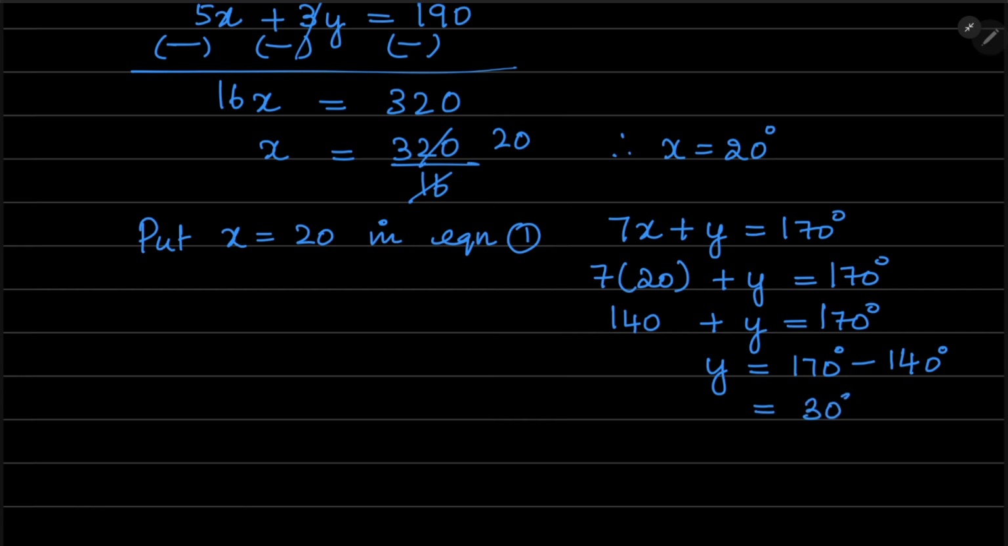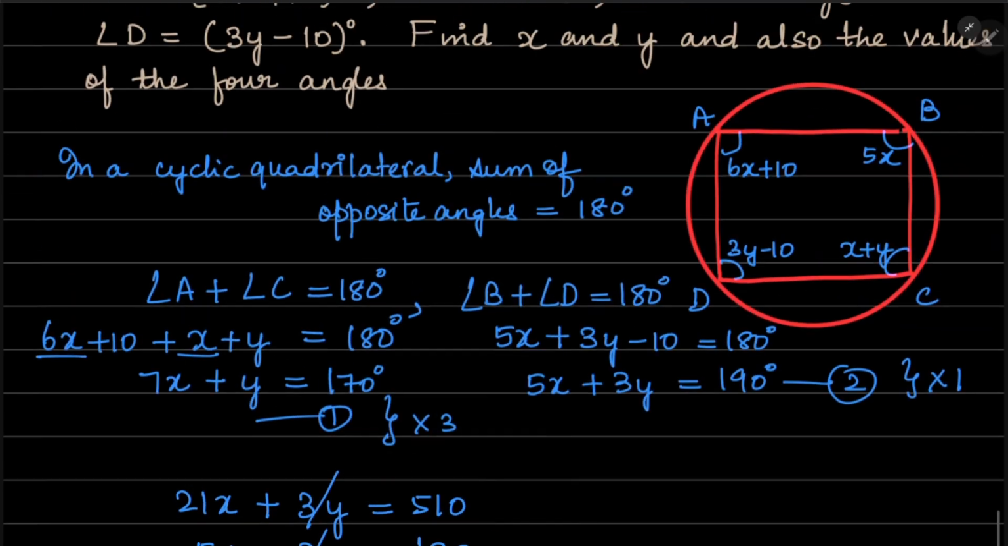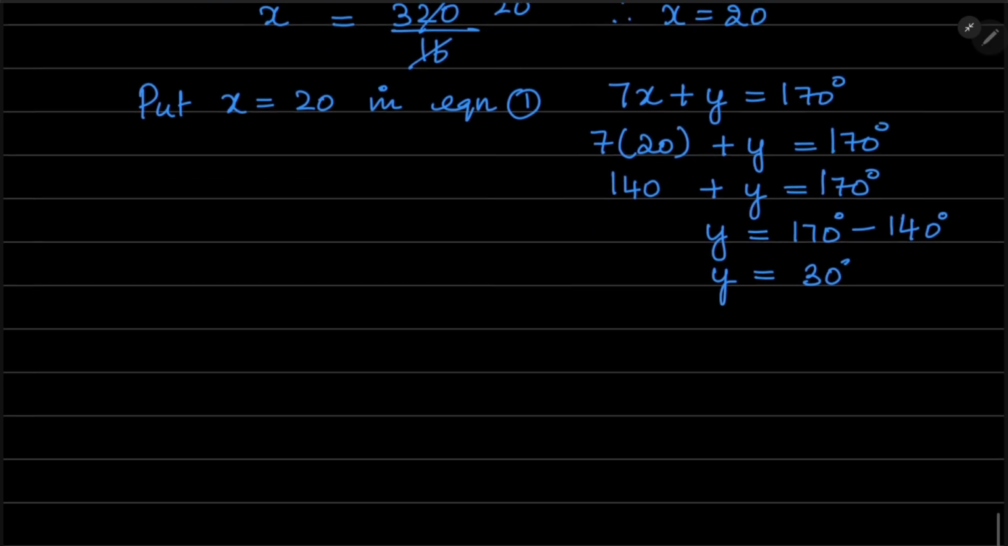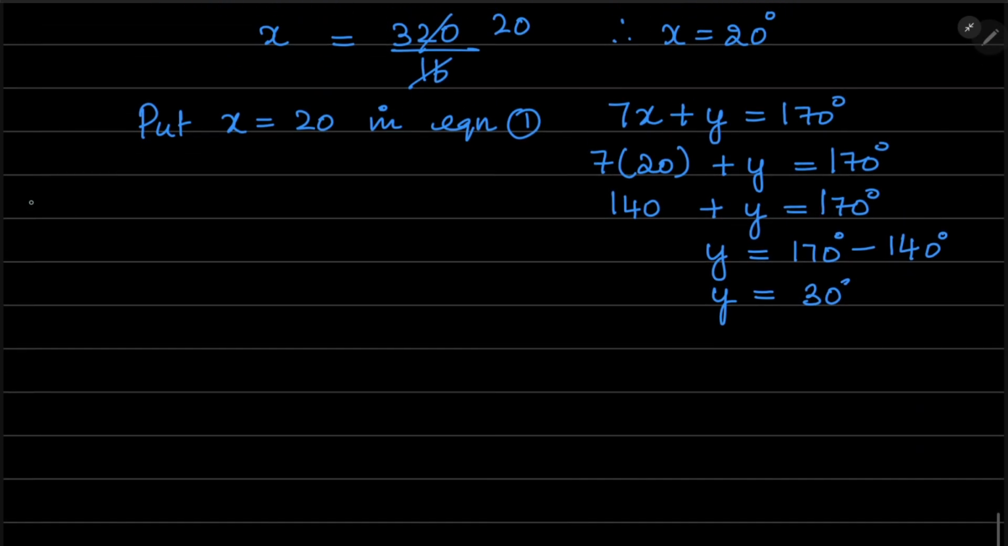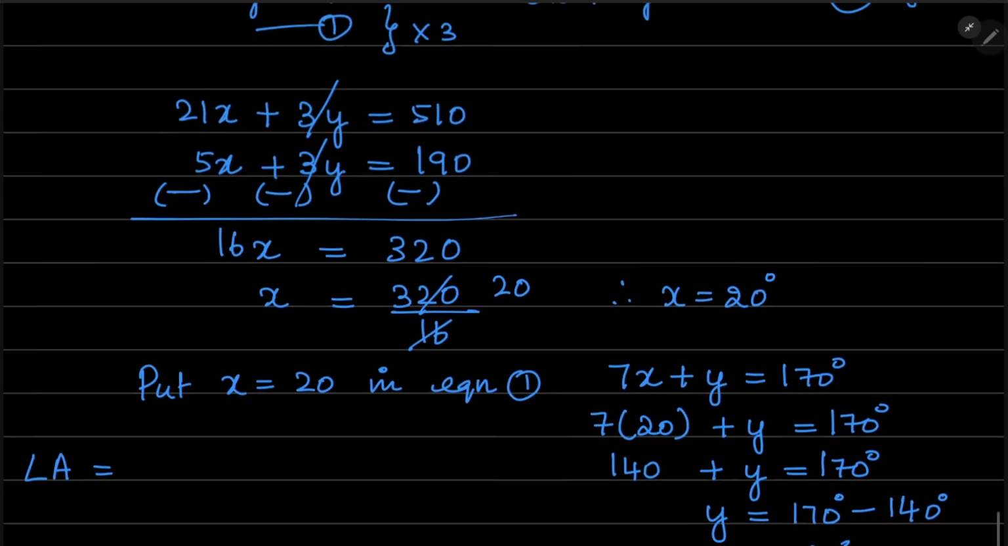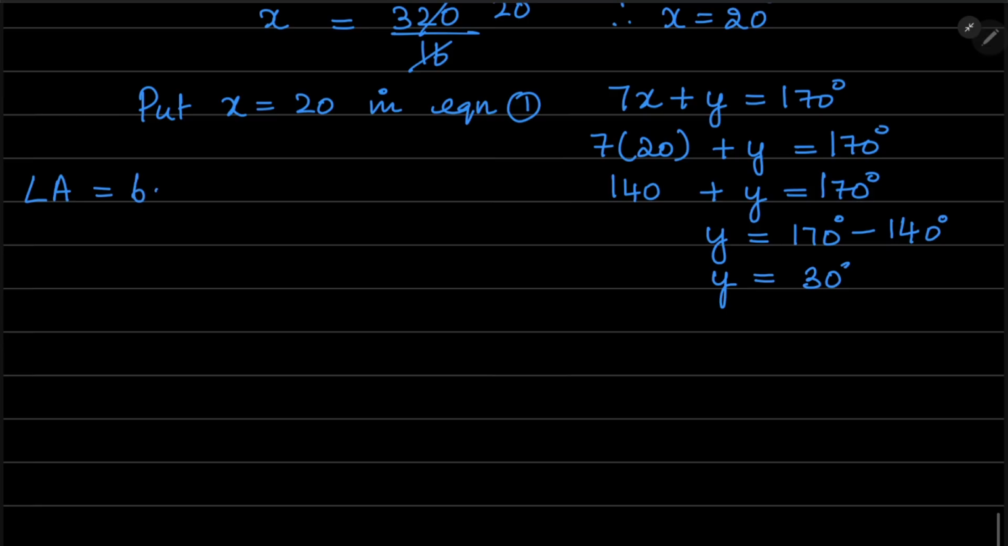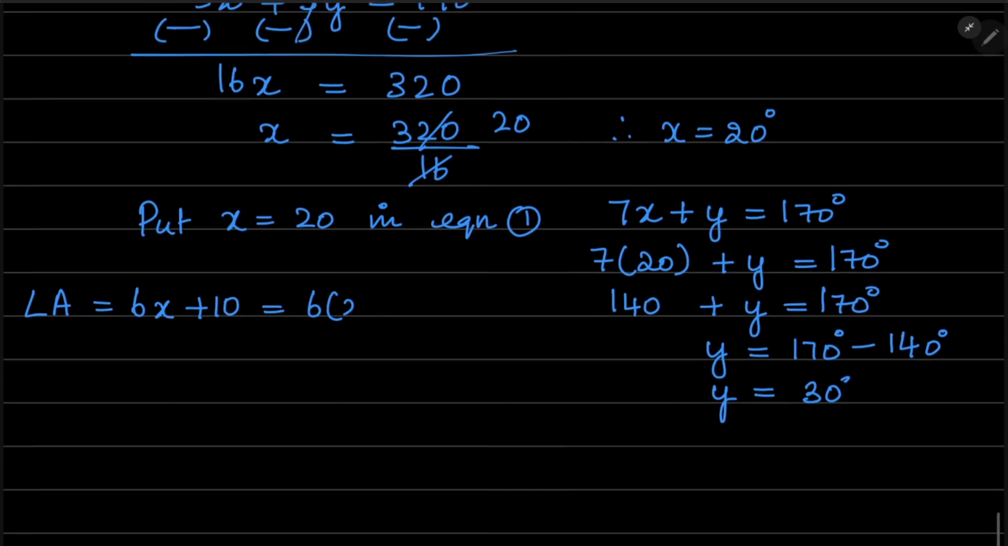So you are getting x equal to 20 and y equal to 30. Now you are not asked to find x and y alone. What are you asked? Find x and y and also the values of the 4 angles. So now let us calculate all the angles. So angle A, what is A? 6x plus 10. So 6x plus 10 will be equal to 6 into 20 plus 10, right? So it is 120 plus 10, which is 130 degrees.